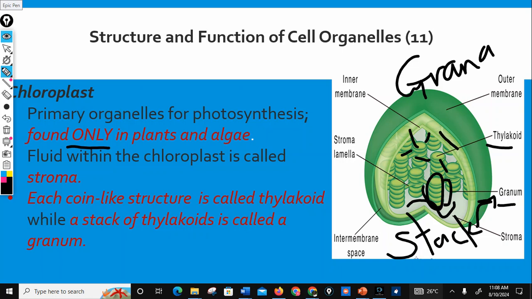Now there's an inner membrane and there's an outer membrane. Then this space here is called the intermembrane space. There's an intermembrane space just around it. Yes, this is the intermembrane space.